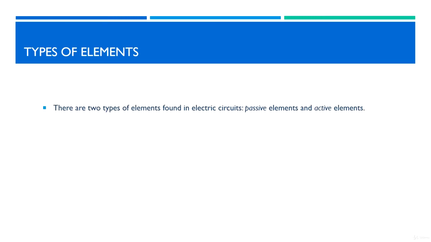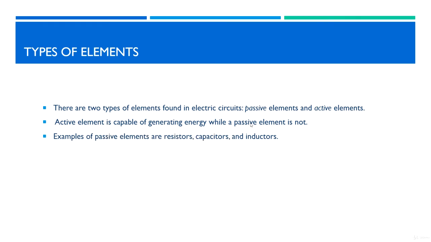Now in this video we are going to discuss the types of elements, and when we are saying types of elements we are talking about electric circuits. So we have two types of elements, which are the passive elements and the active elements. The active element is capable of generating energy or providing power, while a passive element is not capable of generating energy, but it consumes this power.